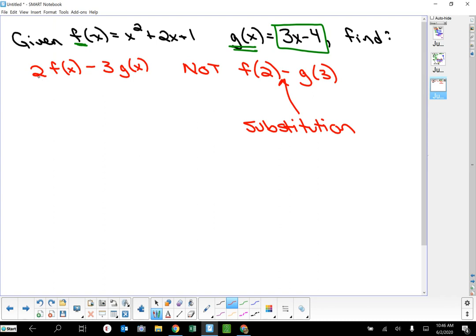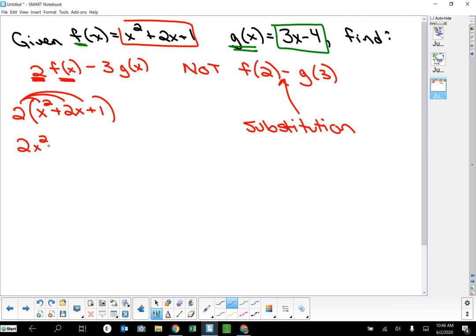All this is saying is take the number 2 and multiply it by the function f of x. This guy, x squared plus 2x plus 1. Right? Take the 2, multiply by the function. So I would distribute. So that's 2x squared plus 4x plus 2.